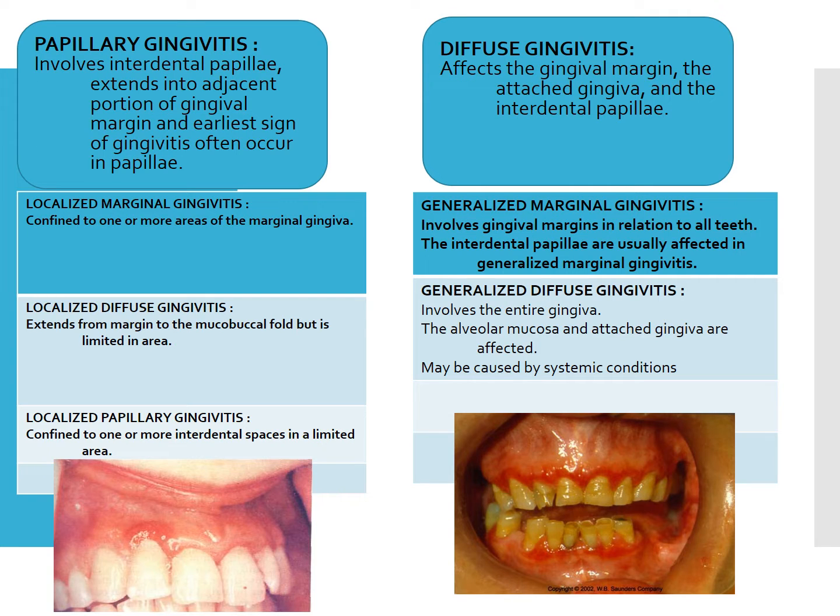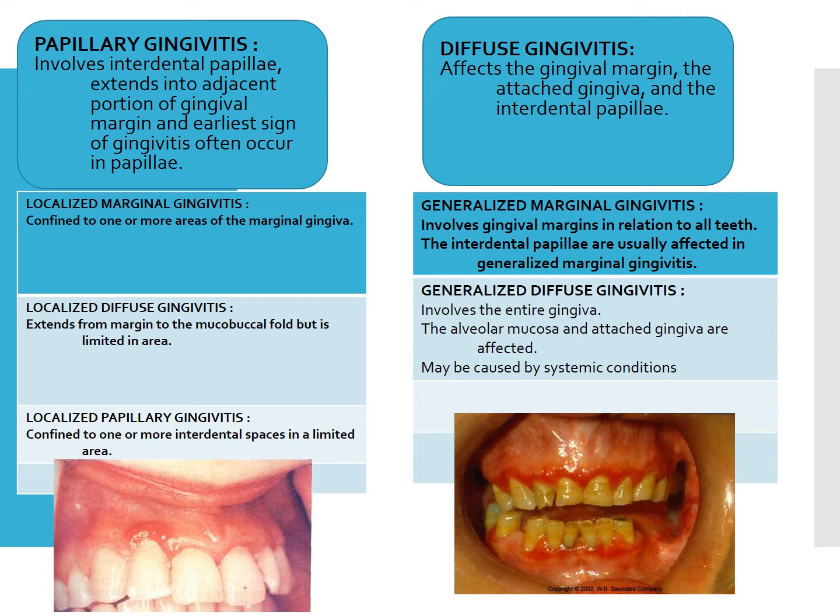And localized marginal means which will be involving papilla as well as marginal. What is diffuse? It will be extending from the margin to the attached gingiva also. That is diffuse type of gingivitis. Localized is when it is involved in some few teeth.